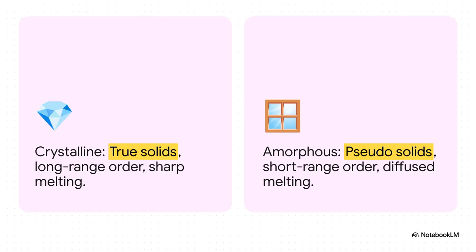On the flip side, amorphous solids, like our window glass, lack that perfect internal structure. They just melt gradually over a range of temperatures and behave isotropically, meaning they're basically the same in every direction.